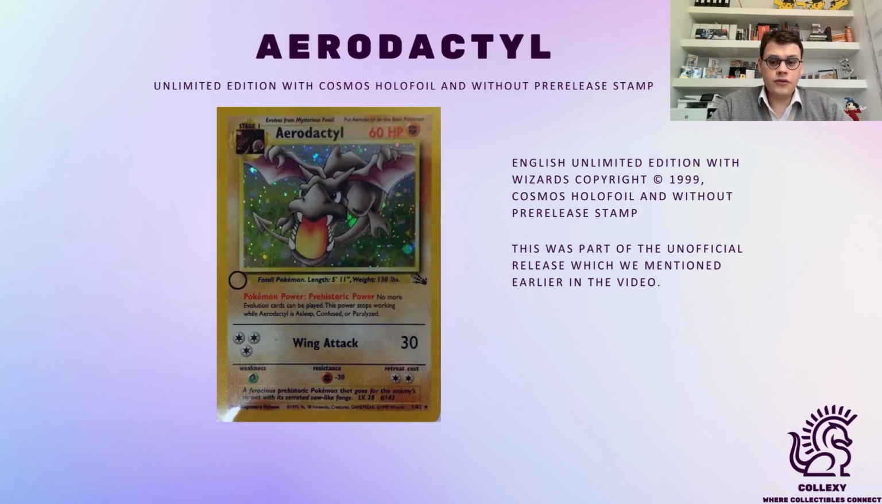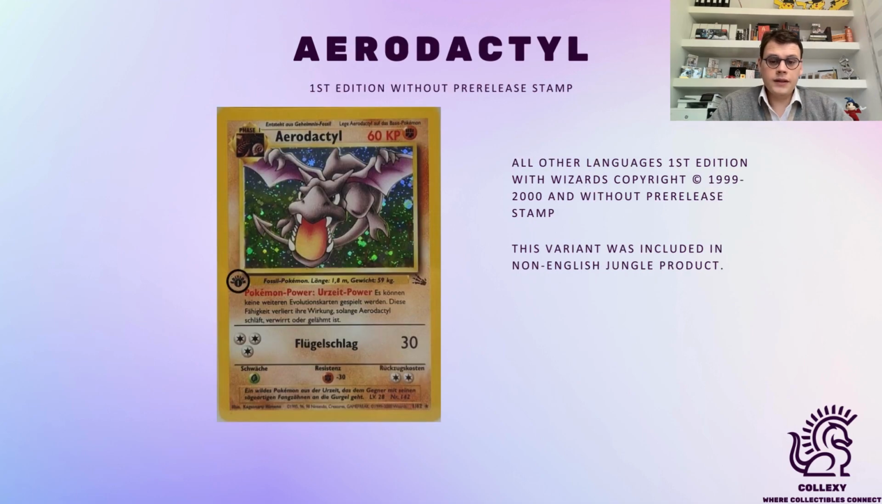You can recognize this variant from what we saw earlier in the video, which was the unofficial release of the Wizards of the Coast, where some English unlimited variants were printed with a Cosmos holofoil and without a pre-release stamp. As we already discussed, this was part of the unofficial release and is one of the rarest variants of Aerodactyl.